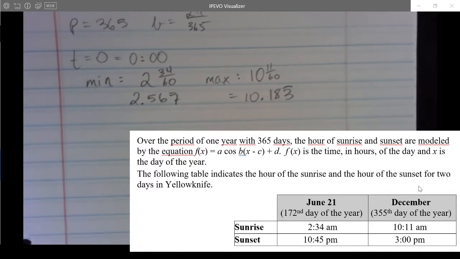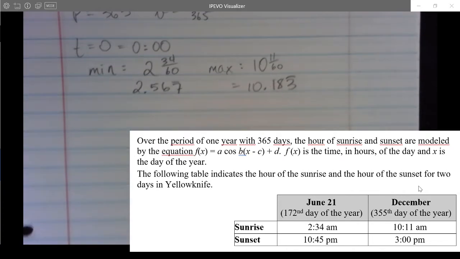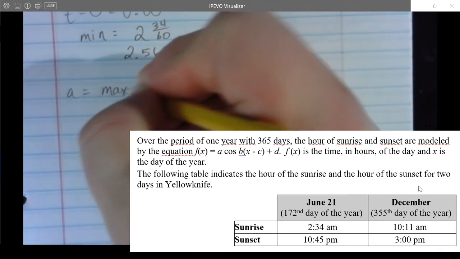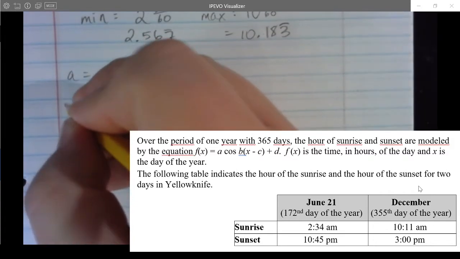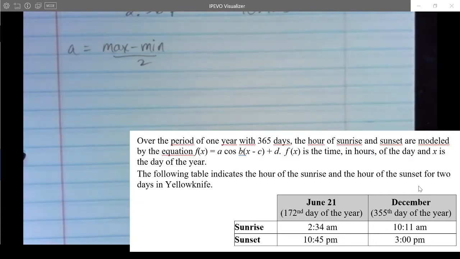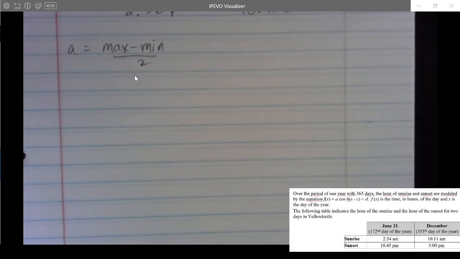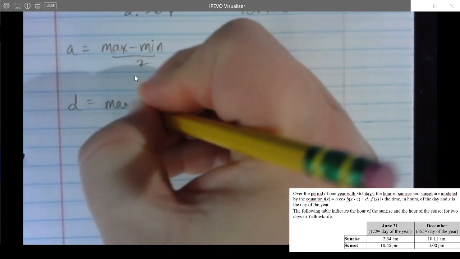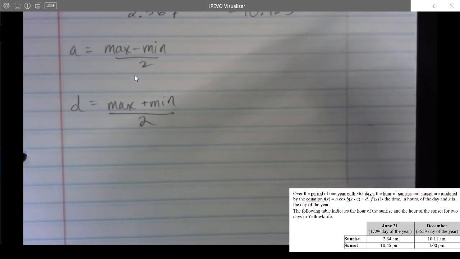There's the minimum and maximum, and of course now I can use the minimum and maximum to find my A and my D values, right? Remember that A is the max minus the min, divided by 2. Let me move that up. Maybe now that we've seen the question we can make this a little smaller. And the D value is the maximum plus the minimum, all divided by 2. Cursor's in the way, let me get that out of the way a little bit.